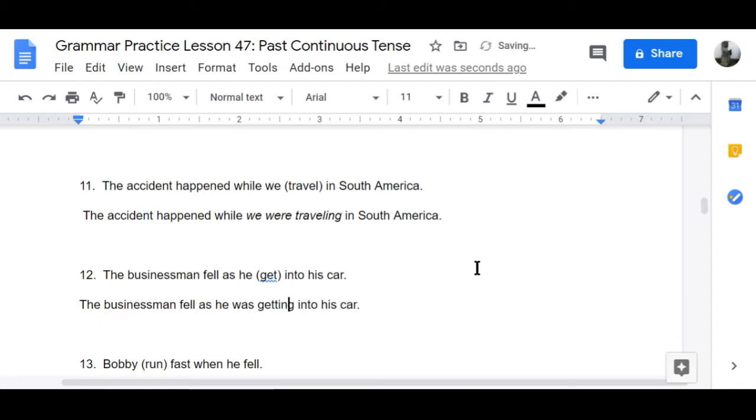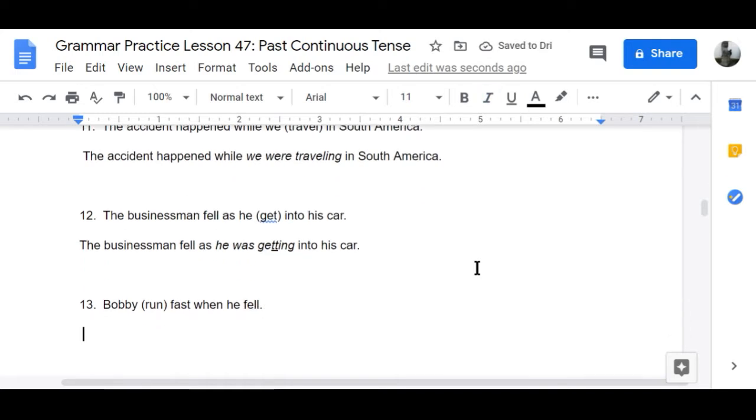CBC rule, double T here, guys, okay? As he was getting into his car. He was entering his car.